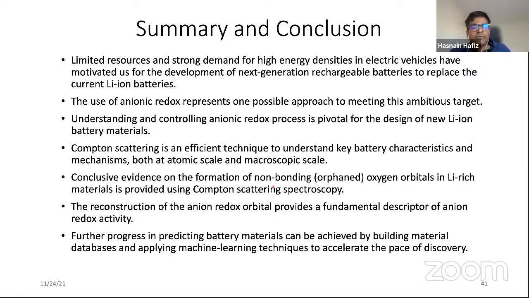And finally, we have to predict new battery materials. There is an effort going on globally in materials science applying machine learning to accelerate the pace of discovery.